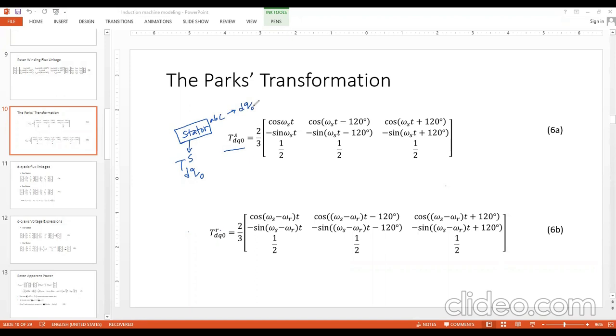So there is basically no big difference between this T dq0 S and whatever T dq0 we used for the synchronous machine. You can clearly see that there is a 2/3, there is a half over there, and all the other elements are exactly the same as we used for the synchronous machine Park's transformation.